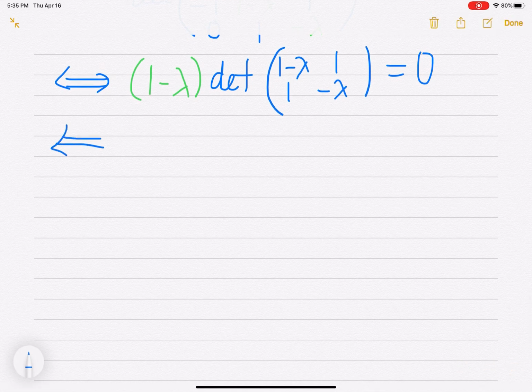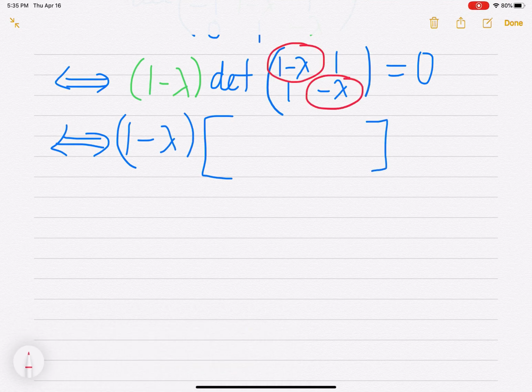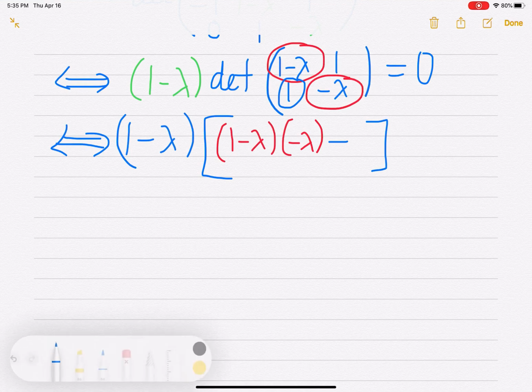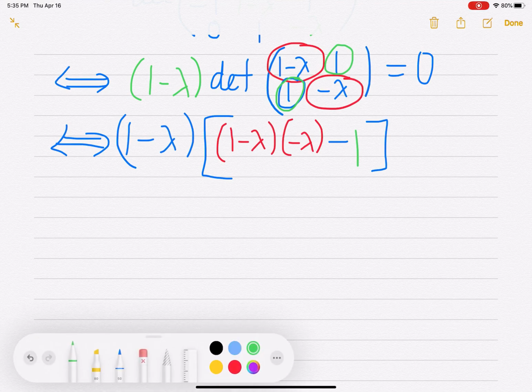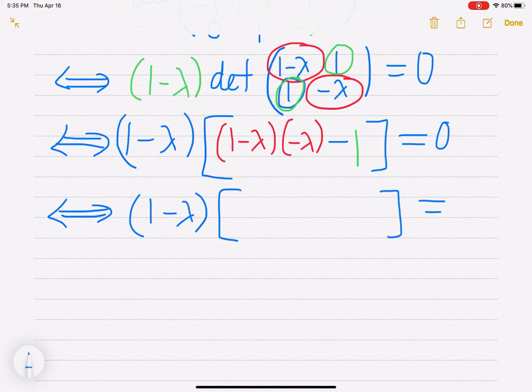So I got my first factor out front, 1 minus lambda. And then the blue determinant, we're going to take these and multiply them down the descending diagonal, 1 minus lambda times negative lambda. And then minus, we're going to multiply these green guys up the ascending diagonal. Well, they're supposed to be green, not blue. 1 times 1, 1. Now this is all equal to 0. So I'm going to have 1 minus lambda, and now I'm going to expand the part in the brackets.